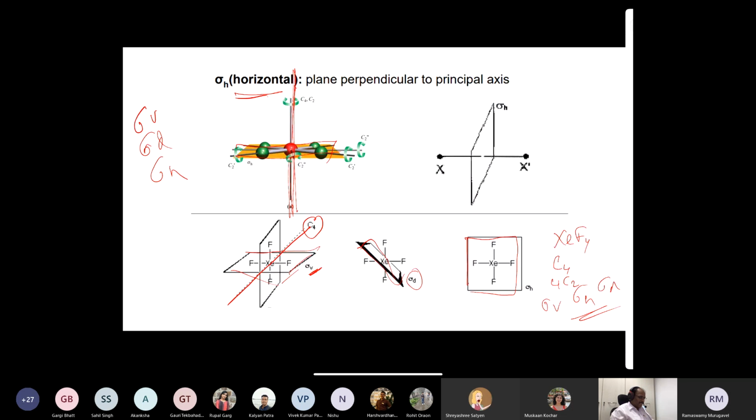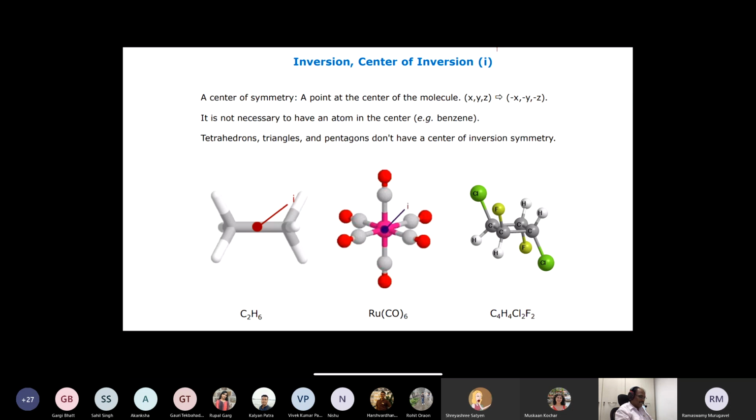So have you understood the three kinds of planes? Vertical and dihedral belong to the same type. Only thing is, a vertical plane does not necessarily have to bisect two C2 axes, but the dihedral plane has to bisect two C2 axes. Whereas the horizontal plane is a plane which is perpendicular to the axis of rotation. If this point is clear, let me move on to the next one.